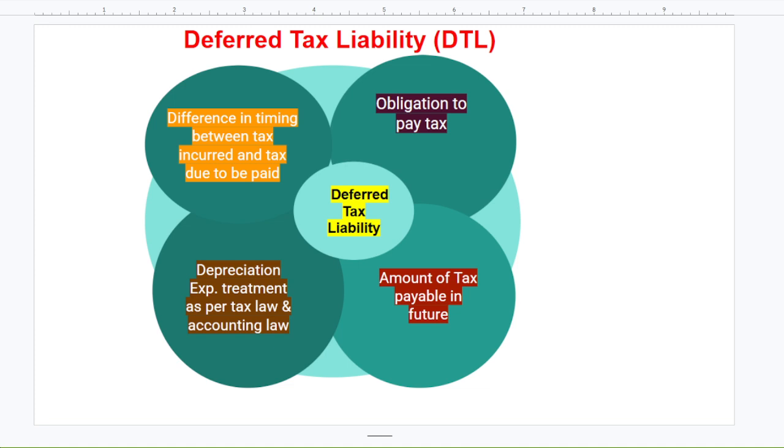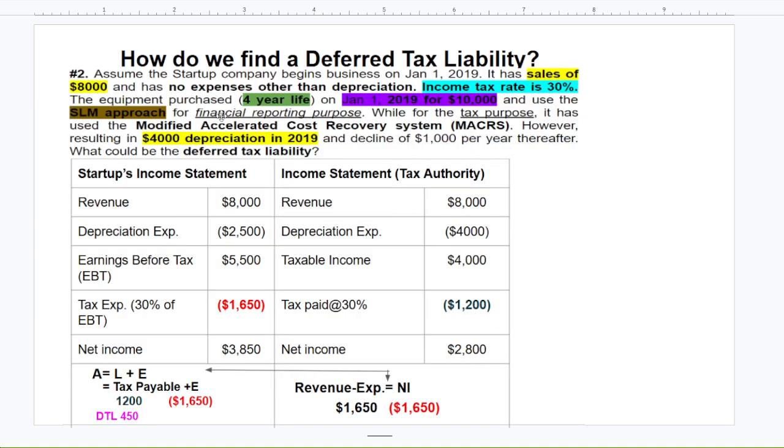Simply, as I explained earlier, it results from the timing differences between the tax incurred and the tax due to be paid. We say that these are obligations to pay the tax. For example, depreciation expenses treatment as per tax law and the accounting law, and the amount of the tax payable in the future. That is the concept. Now again, let's discuss the second example.